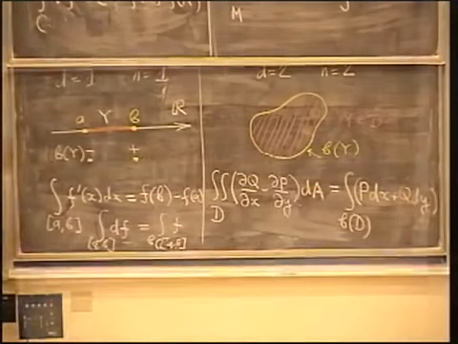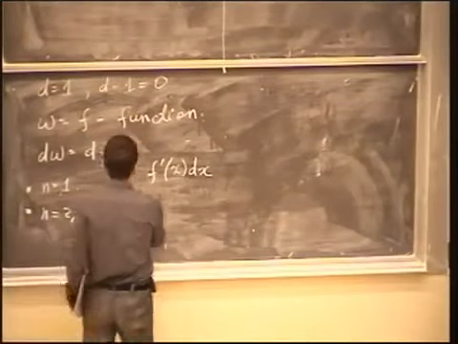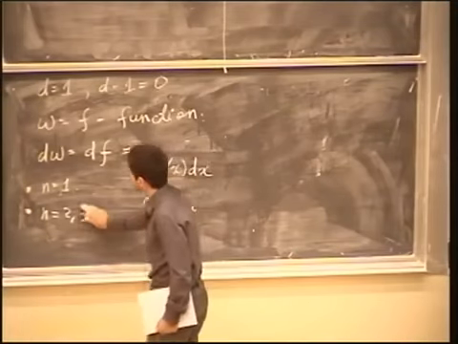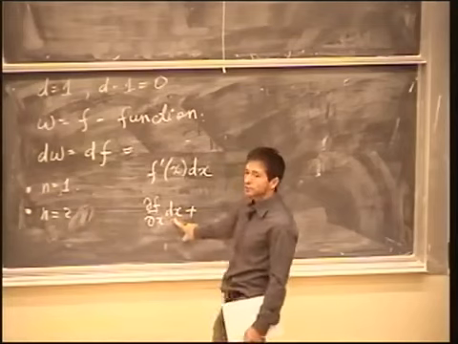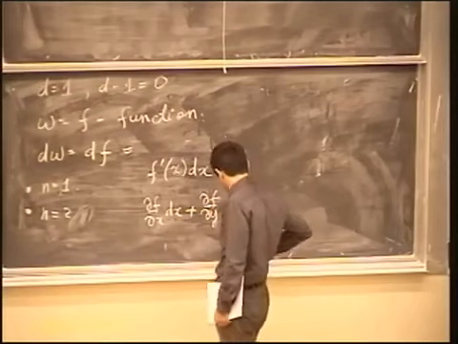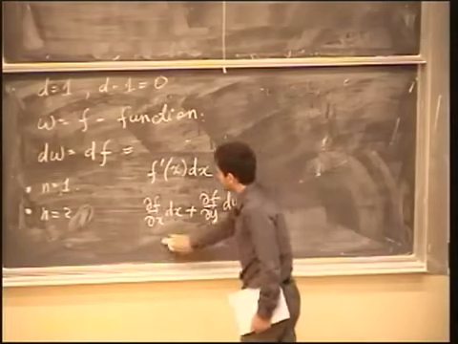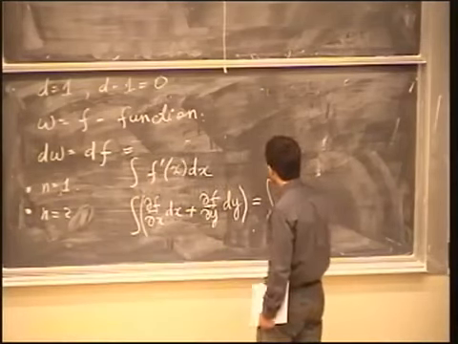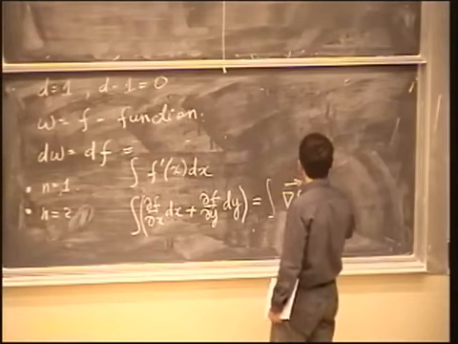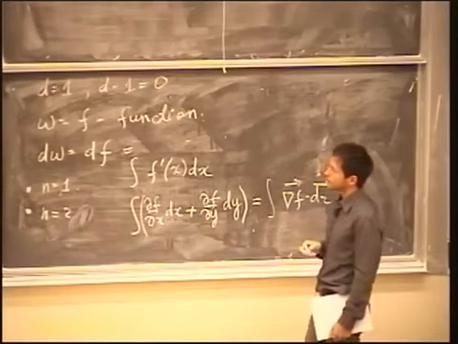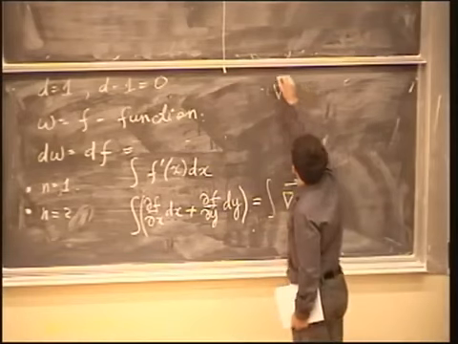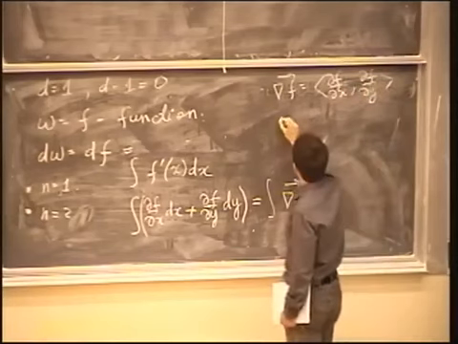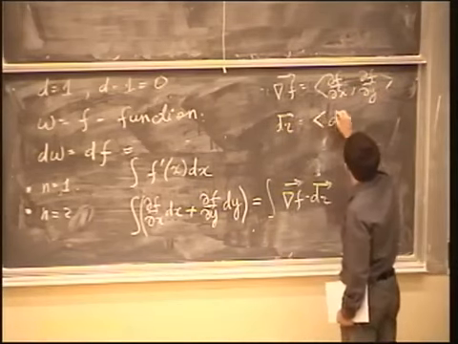The next case is when n is equal to 2, or let's do both 2 and 3. Let's do it for n equal to 2, just to simplify matters. It's going to be df, the partial derivative with respect to x dx plus the partial derivative with respect to y dy. And so here we'll be integrating this. But this is exactly the integral of nabla f dot dr, which we have in the formula for d equal 1, n equal 2, right? Because what is nabla f? Nabla f is a vector field which has components derivative with respect to x, derivative with respect to y, and dr is also a vector which has components dx and dy.